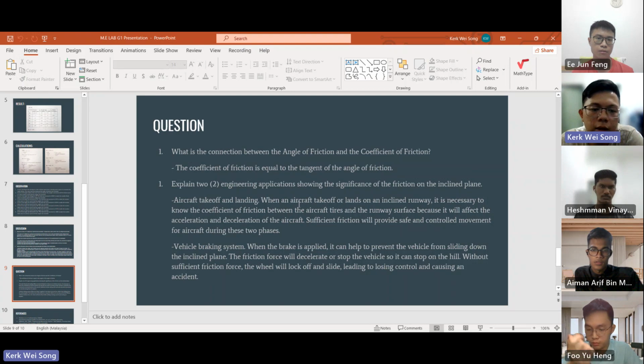The second is the vehicle braking system. When the brake is applied, it helps to prevent the vehicle from sliding down the inclined plane. The friction force will decelerate or stop the vehicle so it can stop on the hill. Without sufficient friction force, the wheels will lock and slide, leading to loss of control and causing an accident.